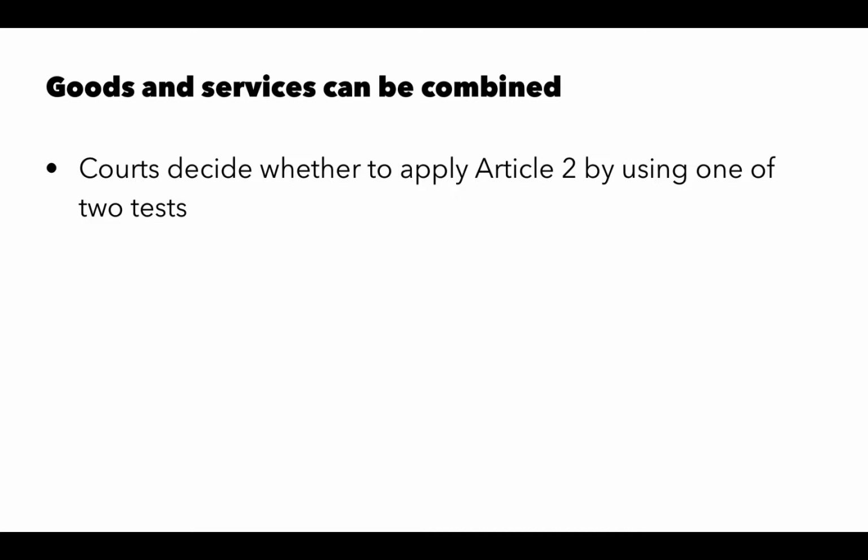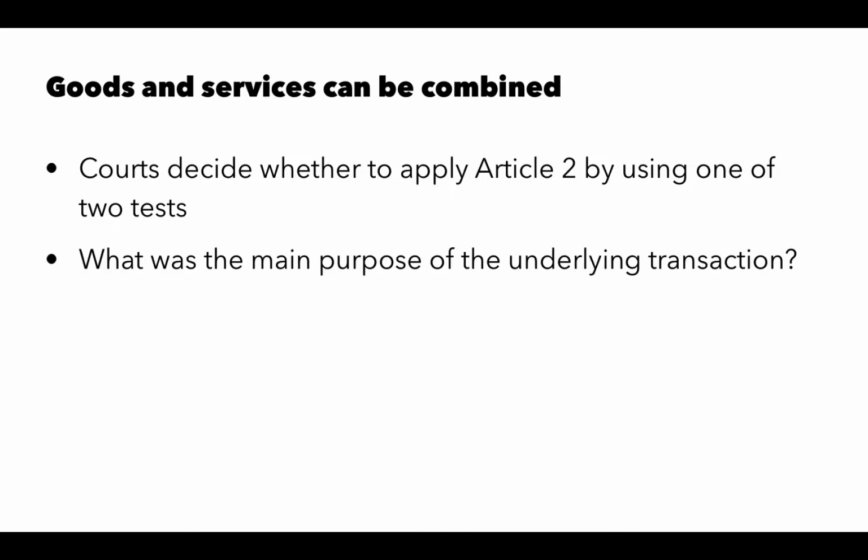Because the UCC does not provide definitive guidance as to which contracting system applies to a dispute involving mixed goods and services, there are these two tests, and the first test is known as the predominant purpose test. The predominant purpose test looks to see what was the main purpose of the underlying transaction. The majority of the states use a form of this test. Approximately 2/3 of the states use the predominant purpose test.